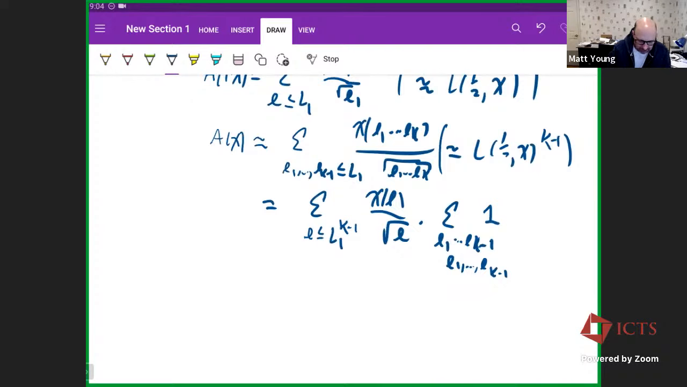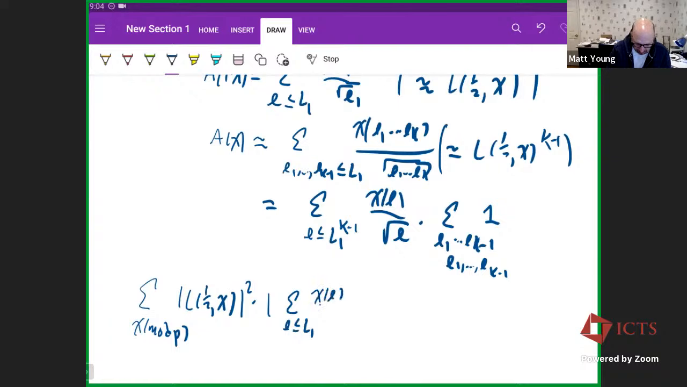Okay, so now let's look at this. We've got our sum over chi mod p, we've got our L function squared, and then we've got our sum over these coefficients. So it's L up to L1, chi of L over root L. And then this is really to the 2kth power. Sorry, 2k minus 1th power.